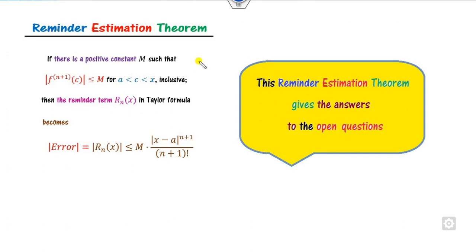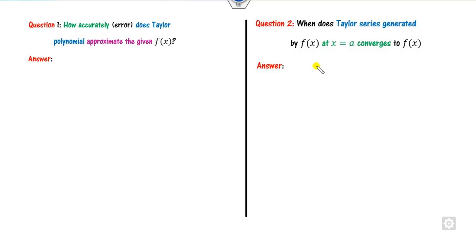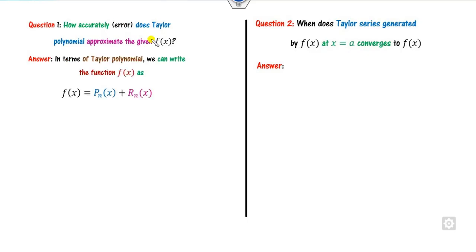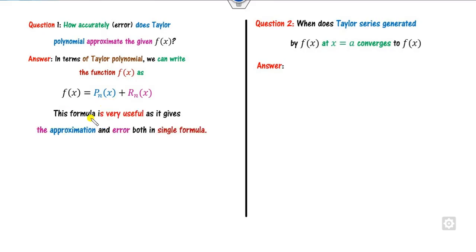So this remainder estimation theorem will give you the answers to the open questions. These are my two open questions. The first question is how accurately the Taylor polynomial approximates the given function f. We all know that if I write the Taylor series in terms of the polynomial, we can write it like this. What is the meaning of that? This formula is very useful because it gives the approximation: Pn of x is my approximation, and the error is denoted as Rn of x, both together in a single formula.